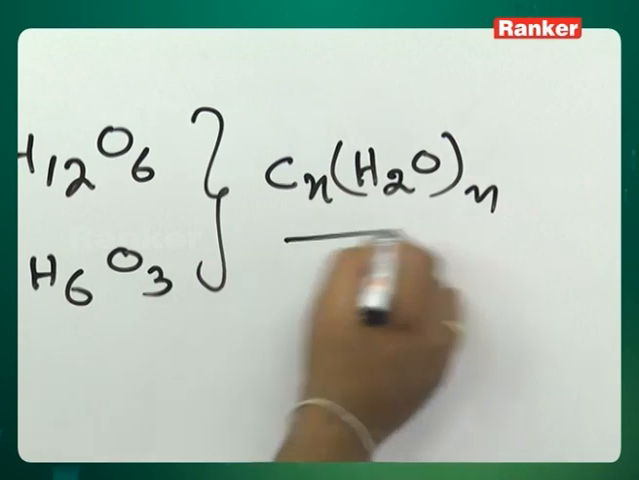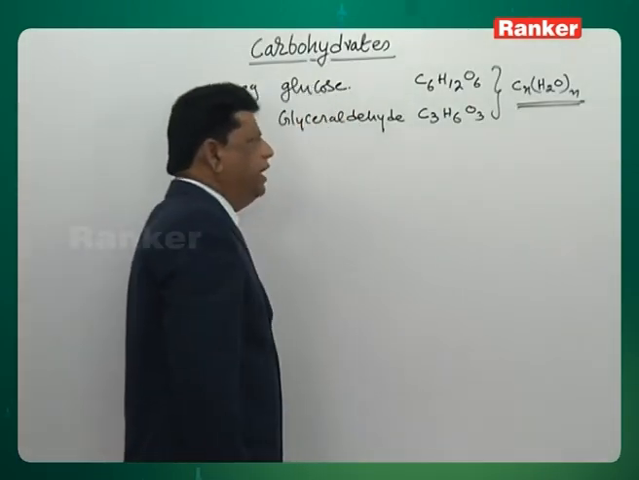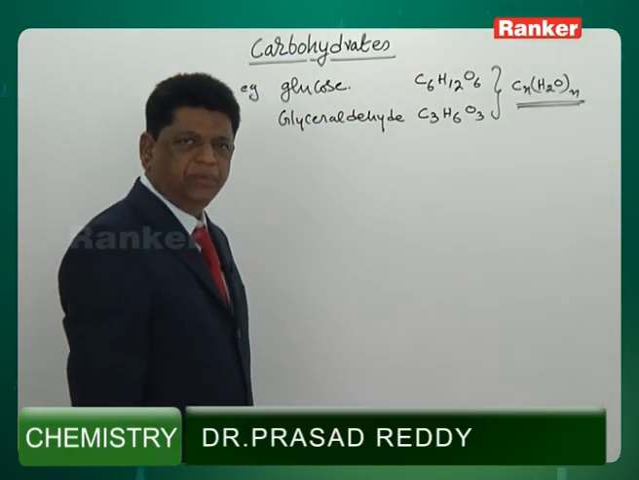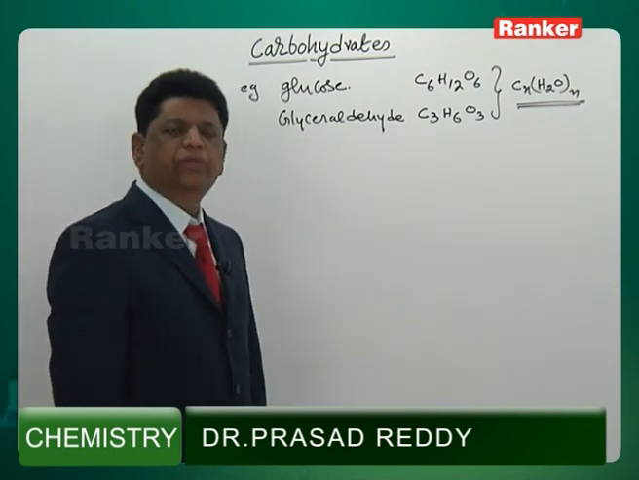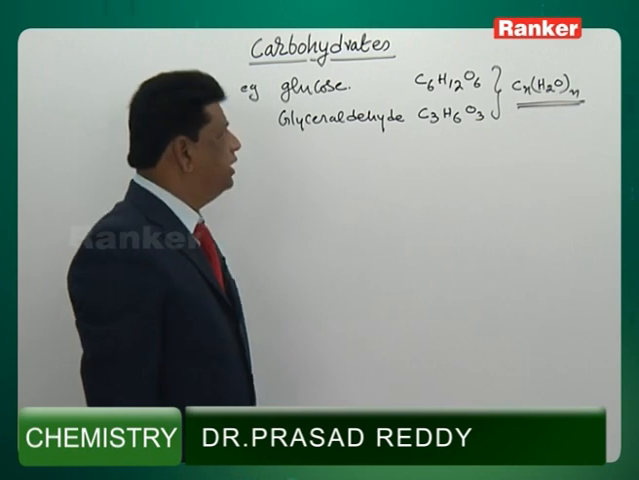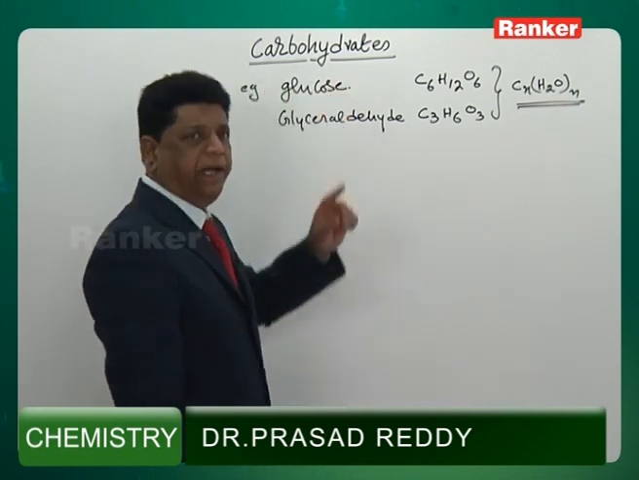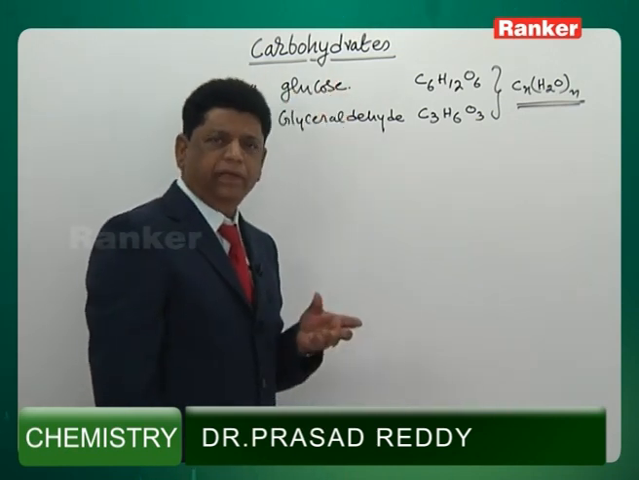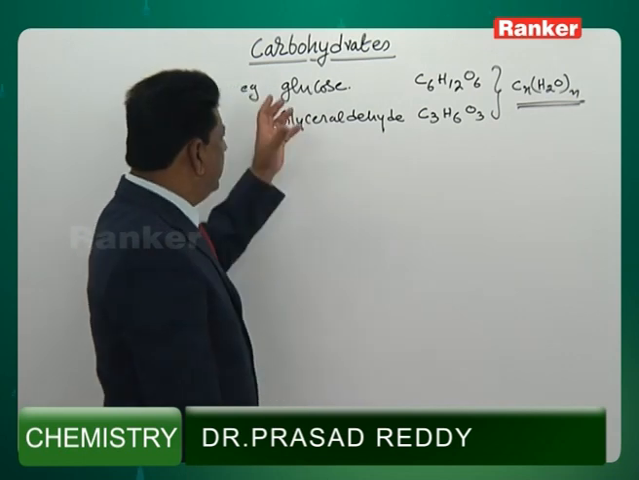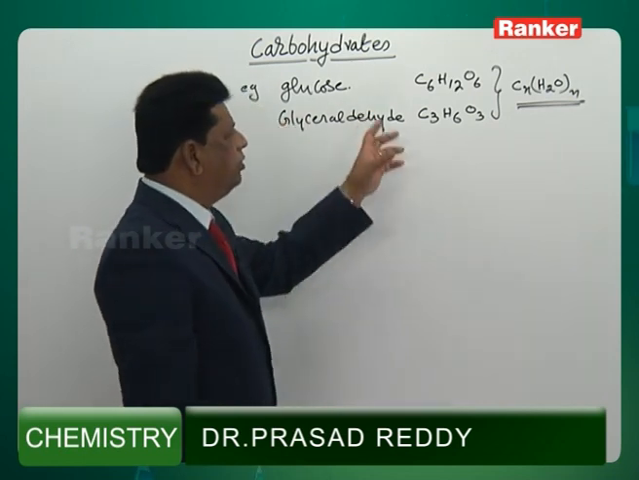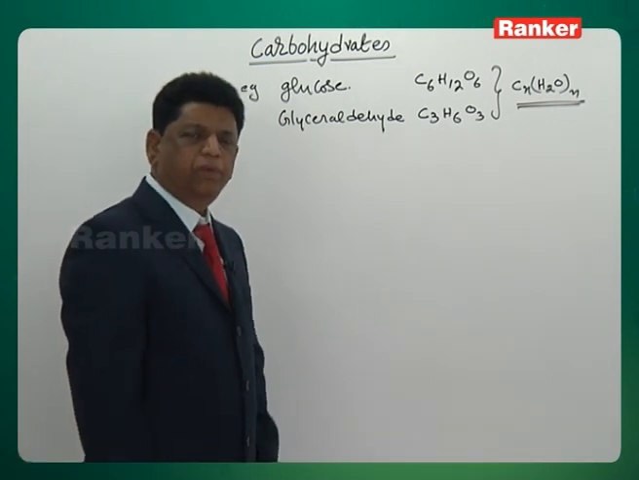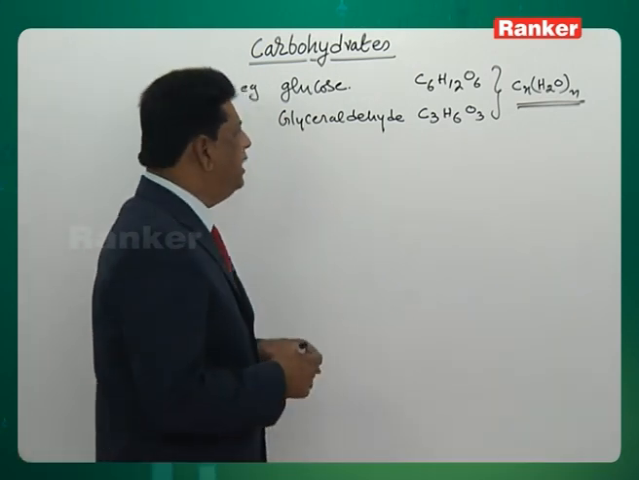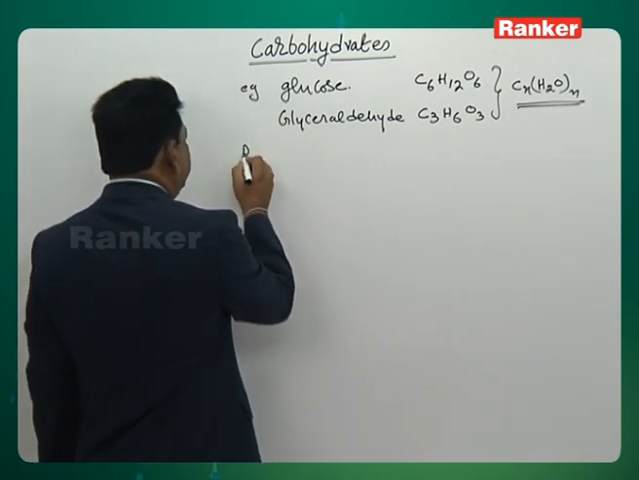Cn(H2O)n, which gives a misleading idea that all the carbons in this compound are attached through H2O molecules. So therefore, they were named carbohydrates. Hydrate means water attached molecules. So initially they thought all these molecules have carbons with attachment to H2O, which was proved wrong later and redefined as the definition of carbohydrates.